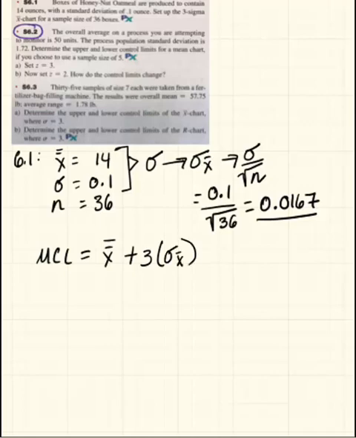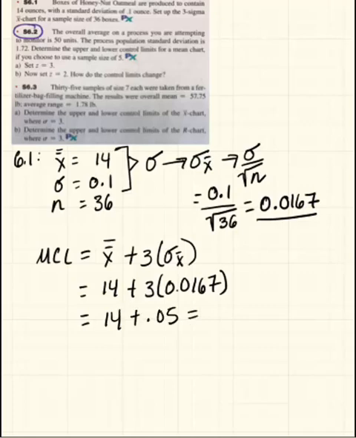So now we create our upper control limits by using our x double bar plus 3 times the standard deviation of the sample. So we've got our x double bar at 14 plus 3 times 0.0167, which should give us about 14 plus 0.05, which is 14.05 ounces for our upper control limit.